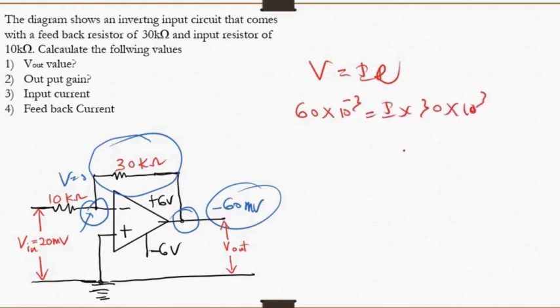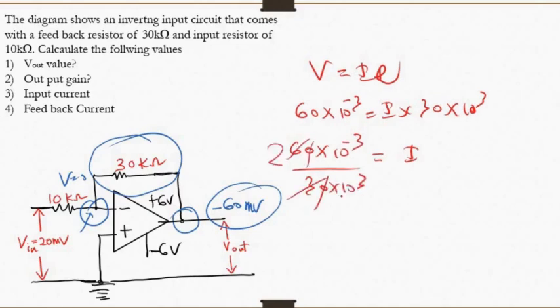These questions are actually not that difficult, only you have to recognize which type of equation we should apply and what are the points where positive and negative and all that. So 60 into 10 to the power minus 3 divided by 30 into 10 to the power 3, the zeros cancel off, this becomes 2. So 2 into 10 to the power minus 6, you can see it's 2 microamperes.